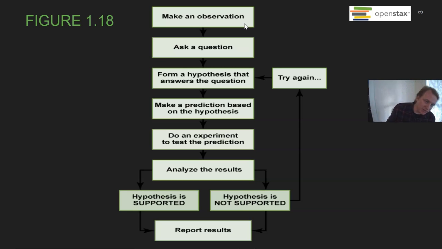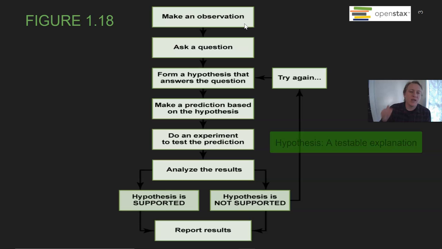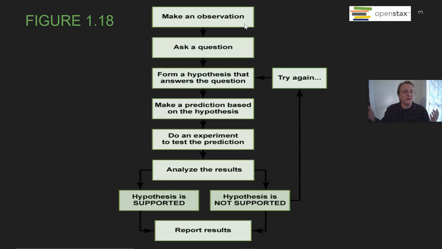So after you have your observation, the next thing you're going to do is ask a question. What caused it to be that way? Followed by forming a hypothesis that potentially answers your question. Okay? And I'm going to give an example here briefly. But after your hypothesis, you make a prediction based on the hypothesis, and then you do an experiment to test that prediction. After you've run the experiment, you analyze the results, and your hypothesis is either supported or not supported. When that's all done, you report your results.